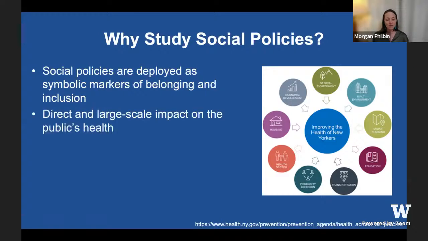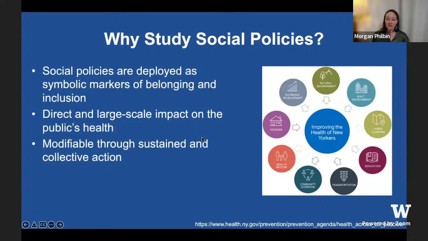So I know I'm probably preaching to the choir on this one, but I briefly wanted to note that one of the other main reasons we look at social policies is because they have such a direct and large scale impact on the public's health, much more so than changes at the individual level. And state and local policies can also counteract exclusionary federal policies. We've seen this with immigration. And then depending what happens this summer with the Supreme Court, Roe v. Wade is also another example of this. And then lastly, and most importantly, I think policies are conceivably modifiable through sustained and organized collective action.